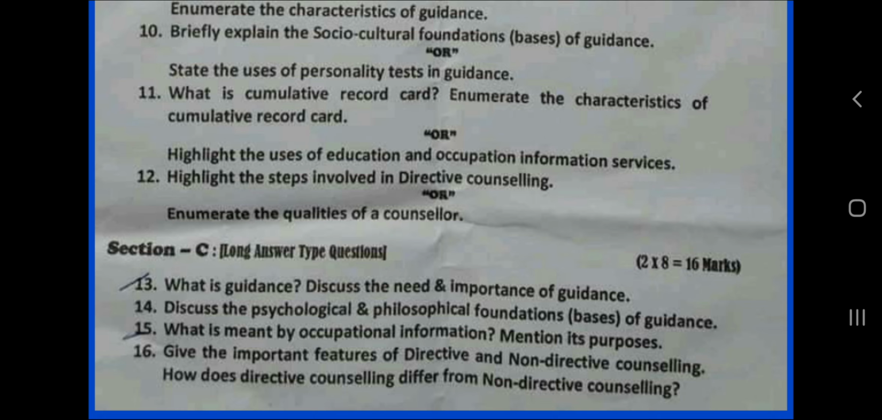This was all regarding the paper, previous year paper of guidance, skill enhancement course guidance and counseling.